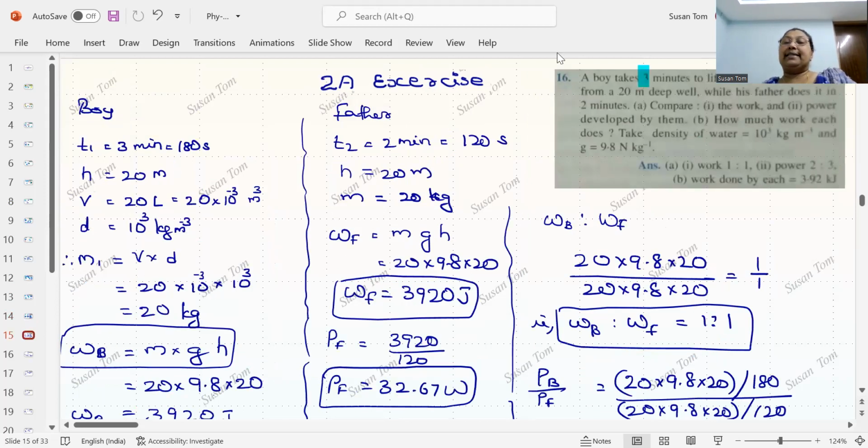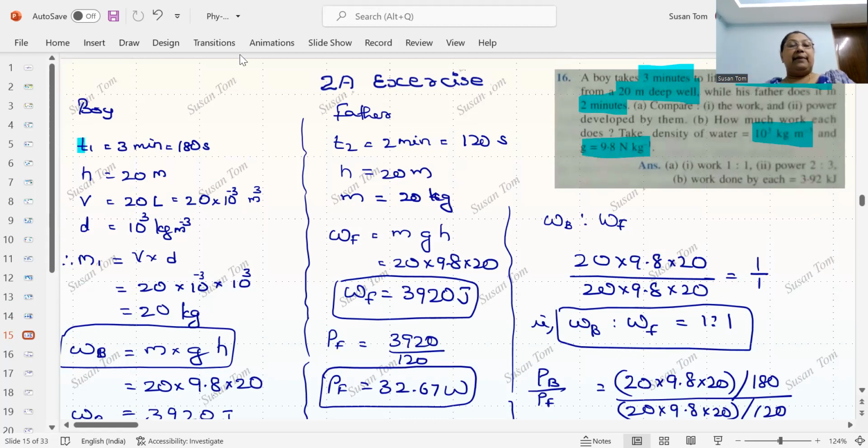16. A boy takes 3 minutes to lift a 20-liter water bucket from a 20-meter deep well, while his father does the same work in 2 minutes. Compare the work and the power developed by them. How much work each does? Take density of water as 10³ kilogram per meter cube and g as 9.8 Newton per kilogram.